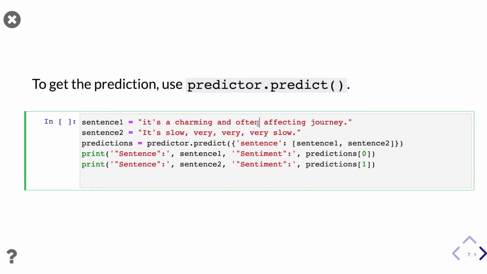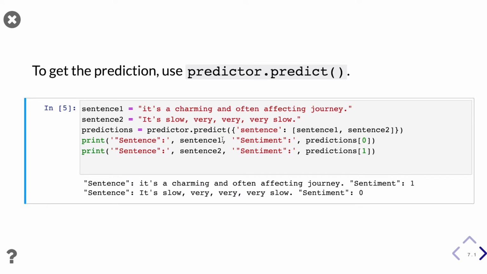So here I have two sentences. The first one is, it's a charming and often affecting journey. And the second sentence is, it's slow, very, very, very slow. To get the sentiment of these two sentences, we use predictor.predict, and we specify the sentence to be the batch of these two sentences.